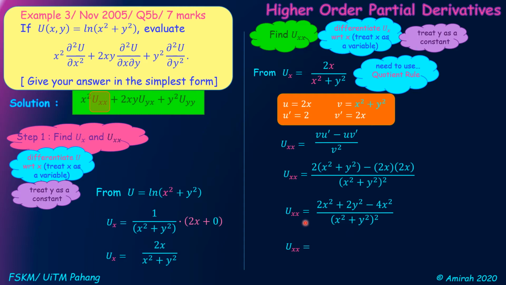Alright, and then we can simplify the numerator here. 2x squared minus 4x squared equals minus 2x squared. Then we still have 2y squared in front here. So u_xx equals (2y squared minus 2x squared) over (x squared plus y squared) all squared. Okay, so this is our u_xx, right?